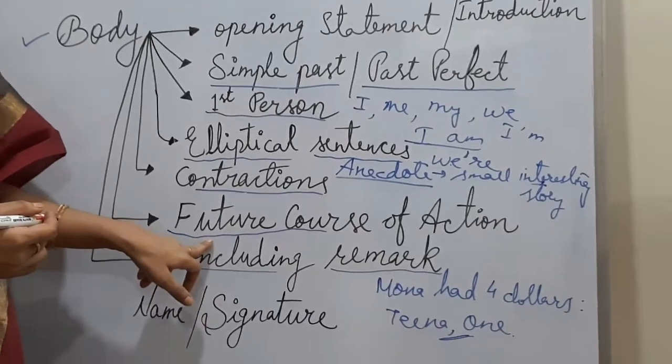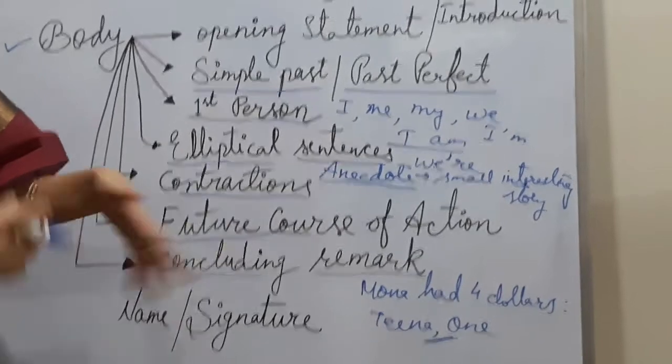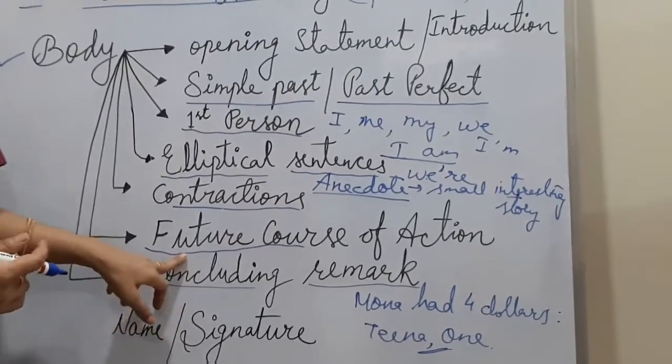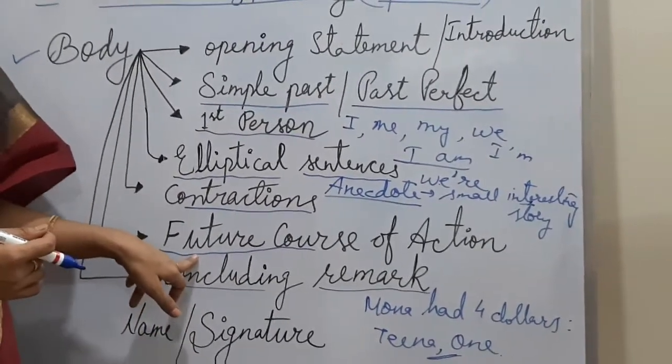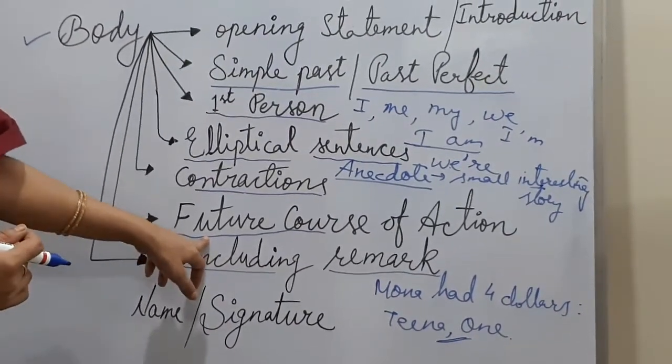So here you can use the simple future tense also, that "I will". After the incident you learn something, and you can mention here, okay, I will improve myself. After this incident I learned, I will improve and I will work on this.